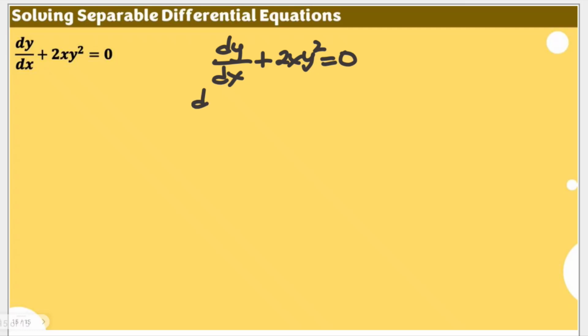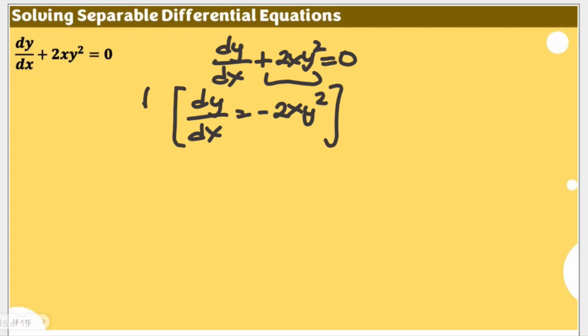You can actually move this term to the other side. dy over dx is equal to negative 2xy squared. Let's say that our left hand side will be for y and the right hand side will be for x. In short, we can multiply both sides by dx, so this would be cancelled here. But take note, do the same thing on the other side.